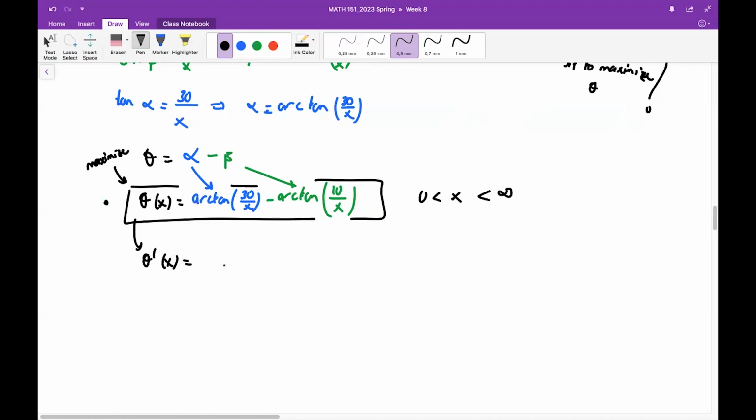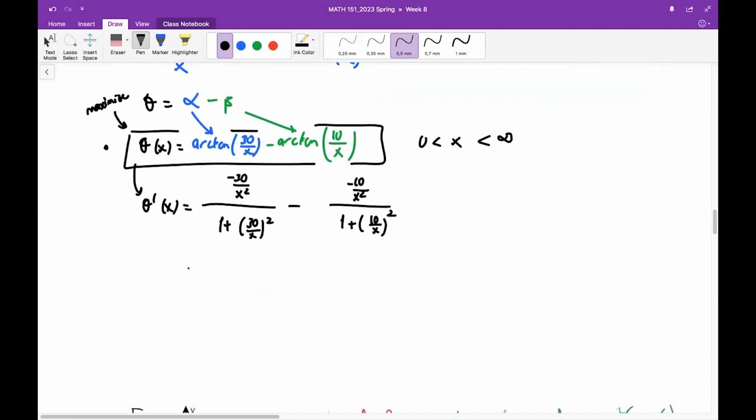What is the derivative of the arctangent function? Its derivative goes like 1 over 1 plus whatever you see here squared, times the derivative of the inside part. What is the derivative of 30 over x? It is minus 30 over x squared. Similarly, here the first derivative of arctangent is 1 over 1 plus the square of whatever you see inside, and you will multiply it with the derivative of this inside part, which is minus 10 over x squared.